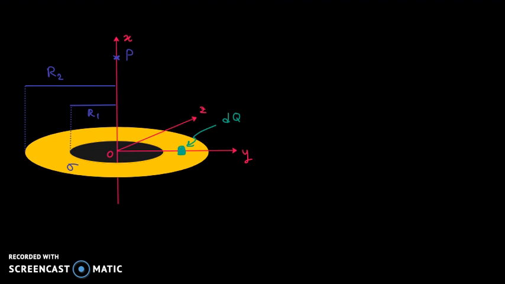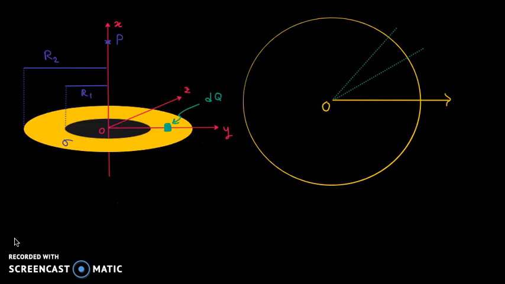Let's remember the area element in polar coordinates. In polar coordinates, we have r and theta. r is the length coordinate pointing radially outward from the origin, like so. And theta is the angle measured counterclockwise from the positive axis. So this is the theta coordinate. And here's my area element dA. It looks like a rectangle, a slightly curved rectangle.